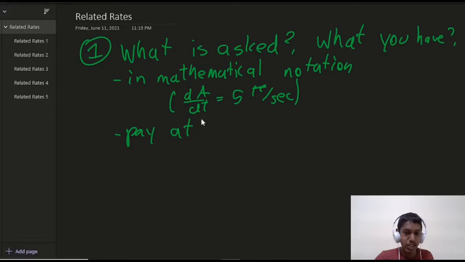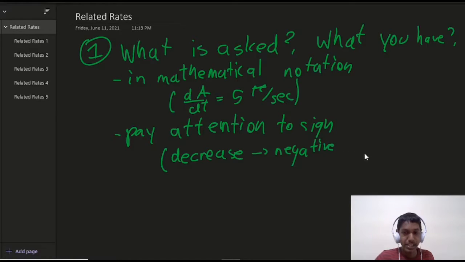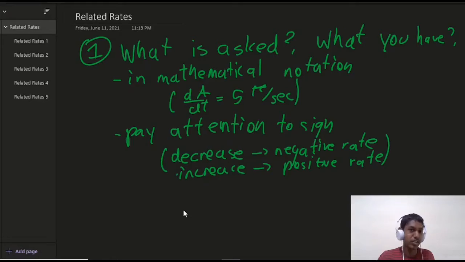And also pay attention to sign. If they're telling you that a quantity decreases, then your rate is probably going to be negative. Decreasing usually means negative rate. And likewise, if it's increasing, then that's usually a positive rate. So make sure that you have the right sign. A simple sign change can totally screw up your answer if you get this wrong. So yeah, pay attention to your sign.